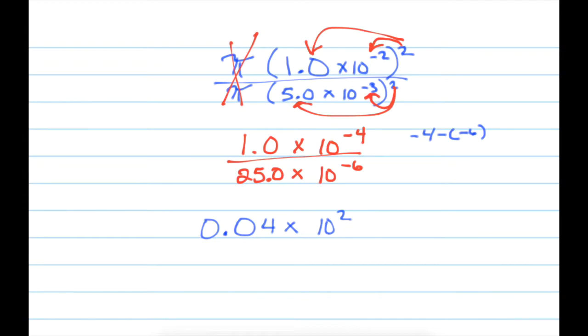So if I write that in proper scientific notation, I've got to move the decimal 2 places to the right, and I get 4 times 10 to the 0, which is just 4. So the area of the venule, the cross-sectional area of the venule, is 4 times that of the capillary.